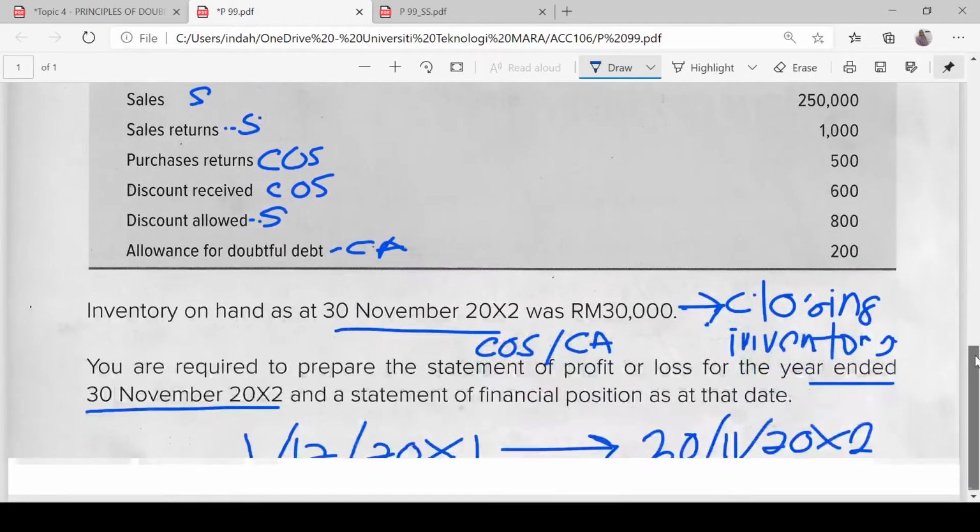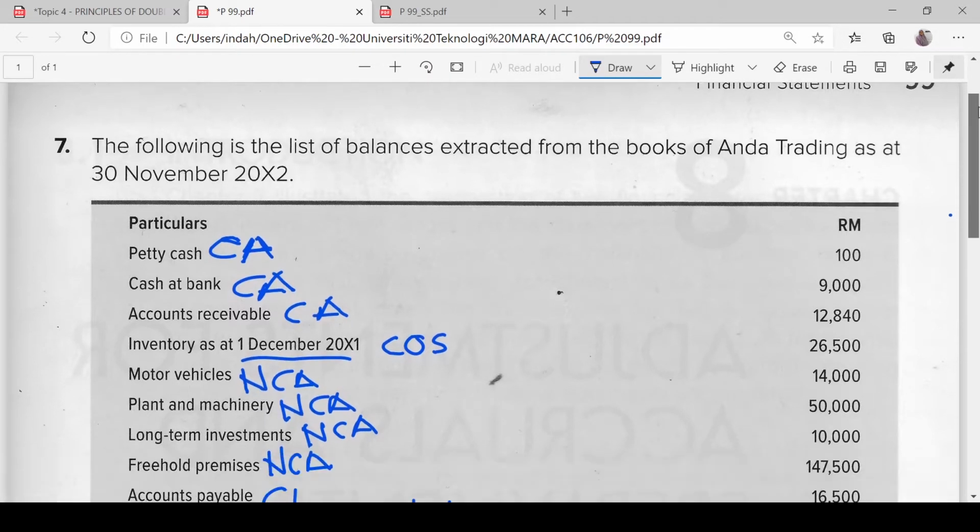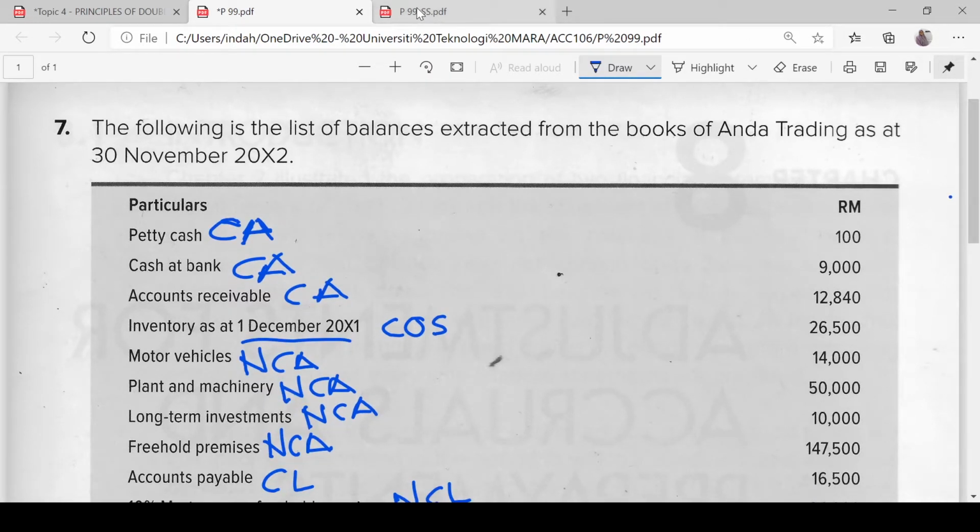Let's move to the preparation of the statement of profit or loss. Usually we begin with the statement of profit or loss, because at the bottom of it we calculate net profit or loss. Net profit or loss will affect the owner's equity. So the first step is to prepare the statement of profit or loss, and the second is to prepare the statement of financial position, because we are going to transfer the amount of net profit or loss to the statement of financial position under owner's equity.